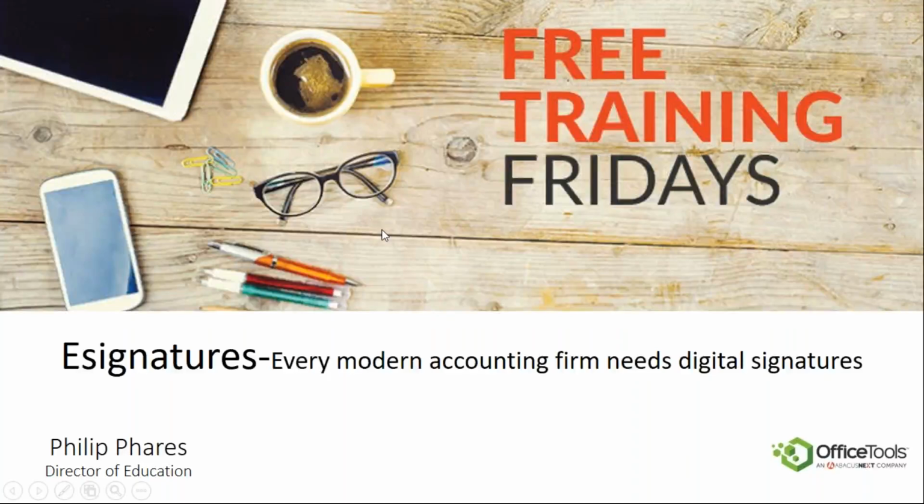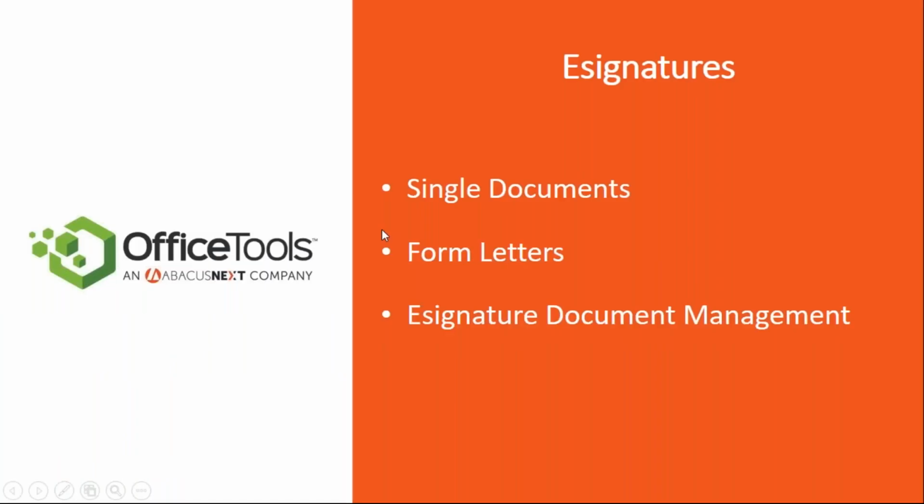Some of the things we're going to talk about today are really about getting signatures for just a single one-off document. It could be a PDF that you've created for a very specific purpose, and you just want to send it off real quick and get a signature back or some other information. But we're also going to talk about form letters and how you can leverage the e-signatures within OfficeTools and these pre-built form letters and really get a lot of work done very quickly. You can get a lot of signatures and a lot of communication handled with very few steps.